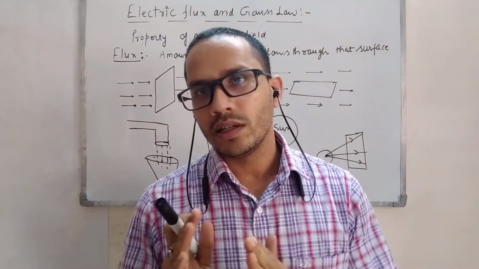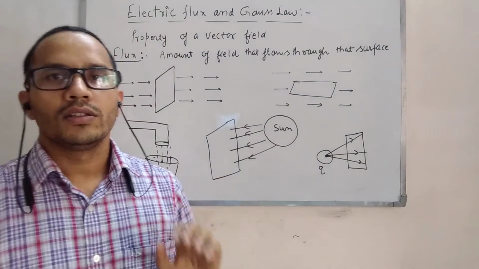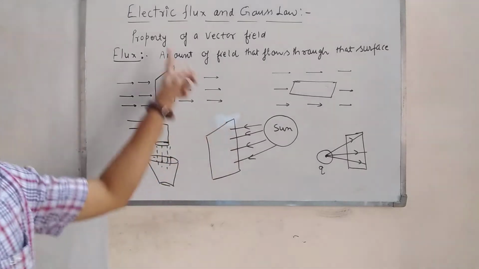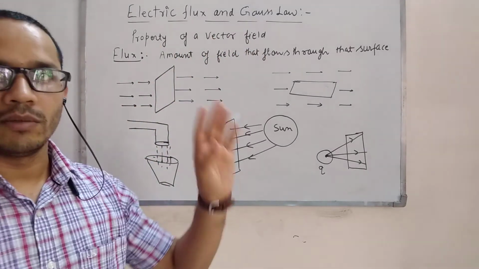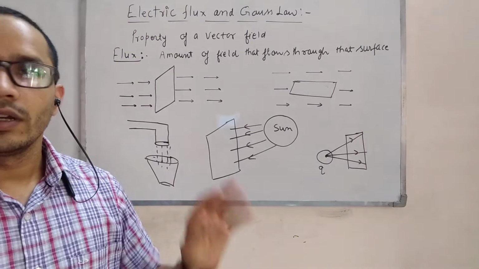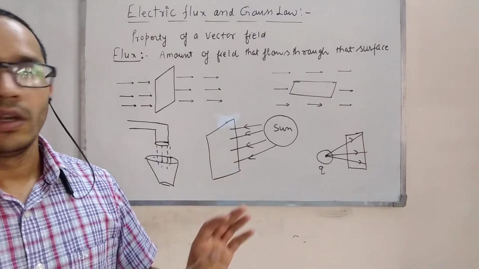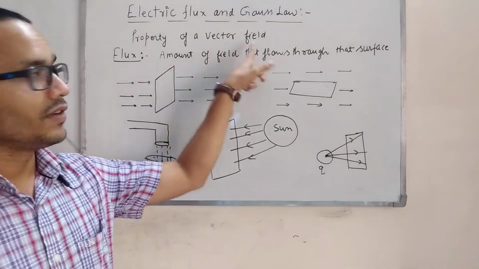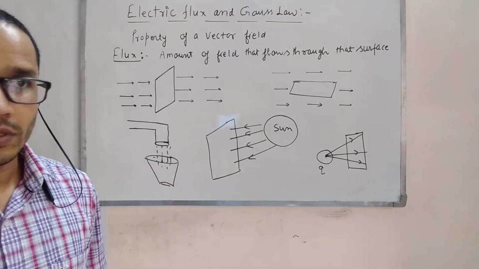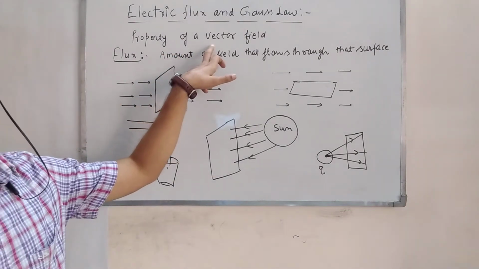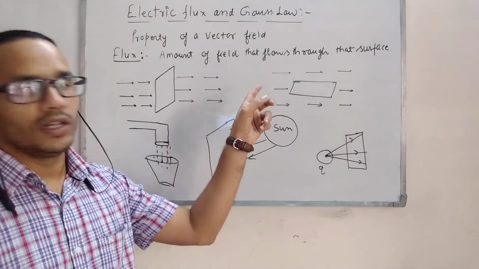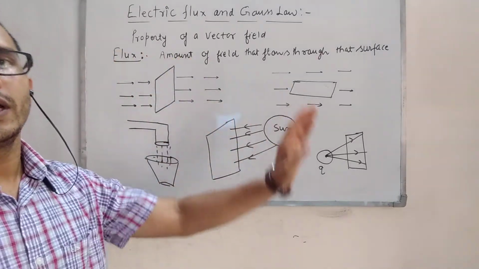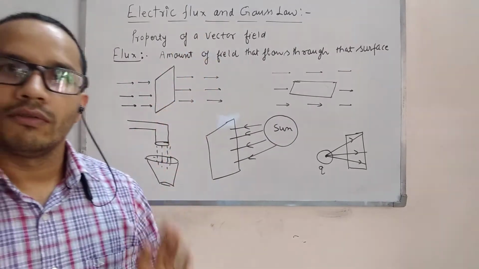Basically, flux is a general word. It is not dealing with only the electric field. It is a property of any vector field. Let's say a magnetic field, electric field, gravitational field, all those fields which have a vector property. This is the very important thing you should understand: flux is not only dealing with the electric field. It deals with all the fields which have the property of a vector.